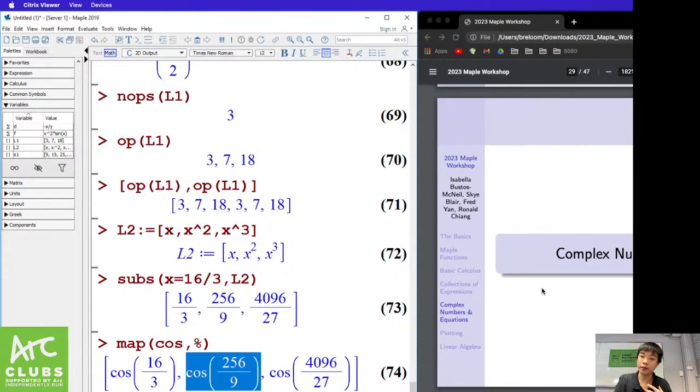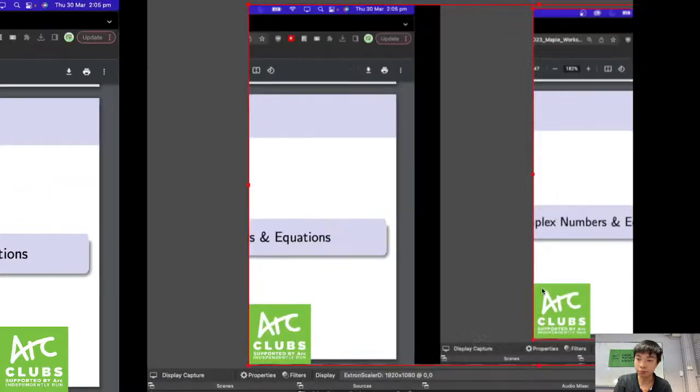We'll be moving on to complex numbers and equations by Fred here.